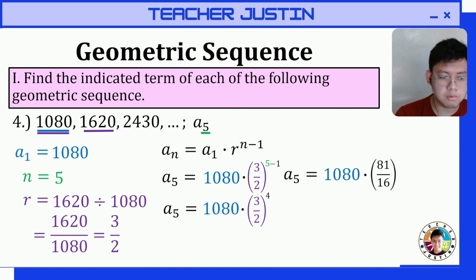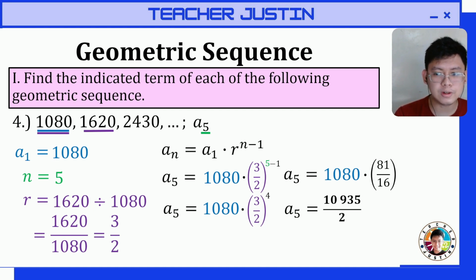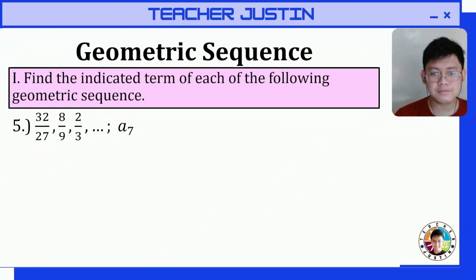Now, let's multiply 1,080 by the fraction 81 over 16. That will give us our fifth term, which is 10,935 over 2. And that's it. That will be our fifth term of this geometric sequence. Ta-da! Alright.